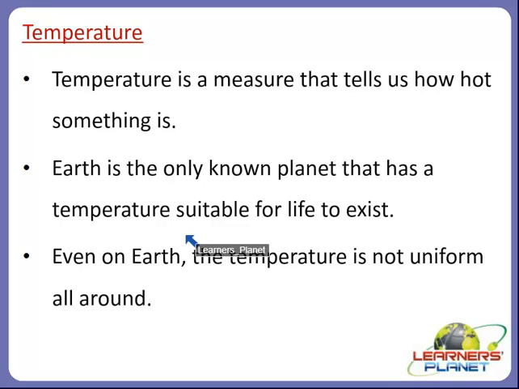which is very much not useful for us. So there are other gases like carbon dioxide and other harmful gases which are very much harmful for us. So we cannot survive on those planets. So Earth is the only known planet that has a temperature suitable for life to exist. But even then, the temperature is not uniform all around.